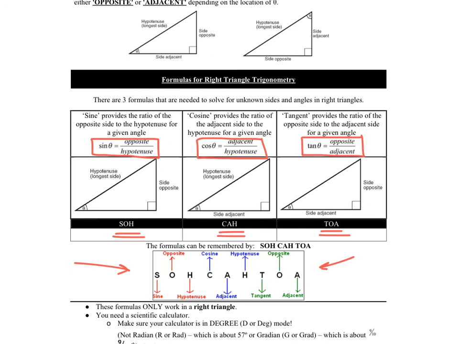Okay, and that's it for SOHCAHTOA, and we're going to be using SOHCAHTOA to solve for sides and angles in the next 2 lessons.